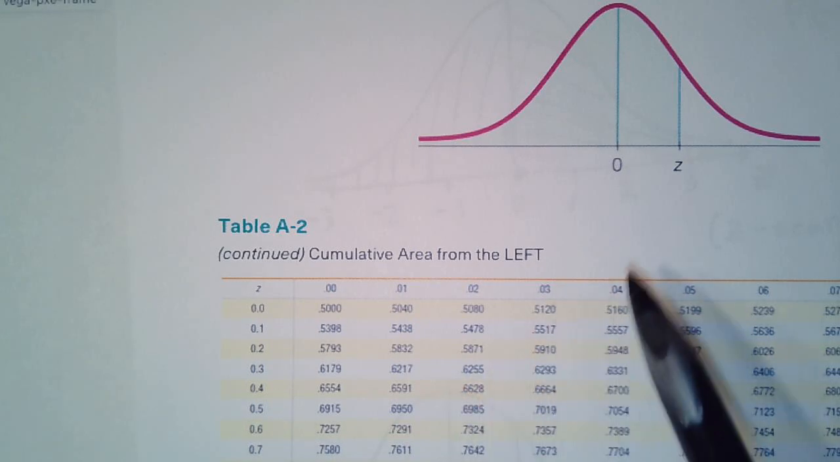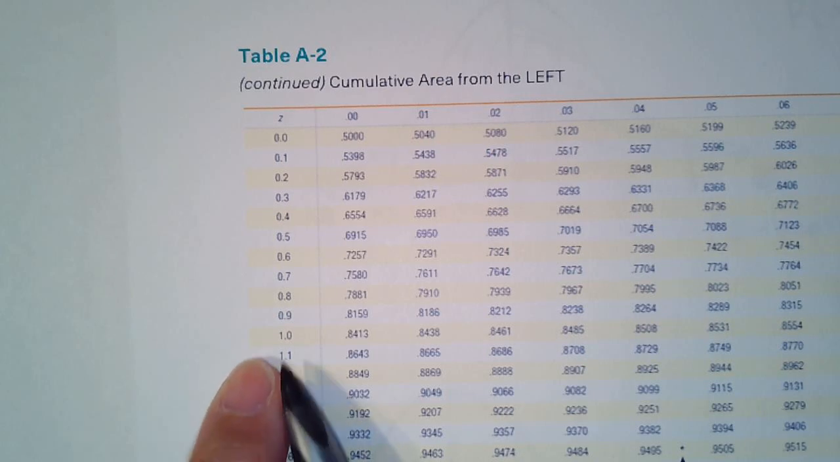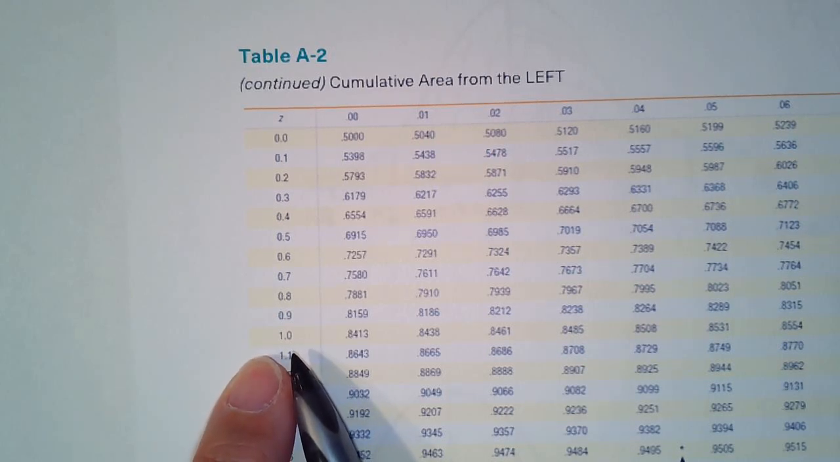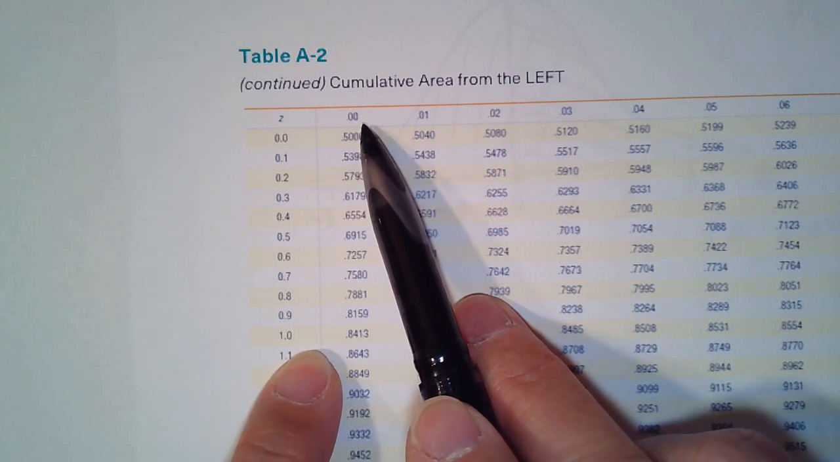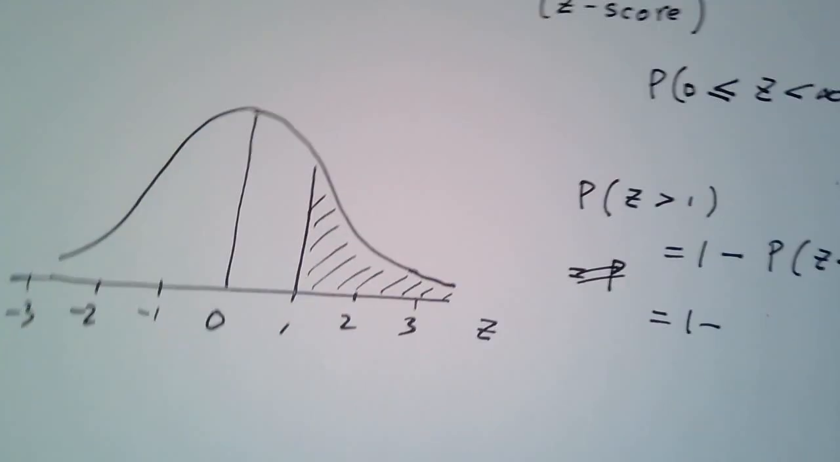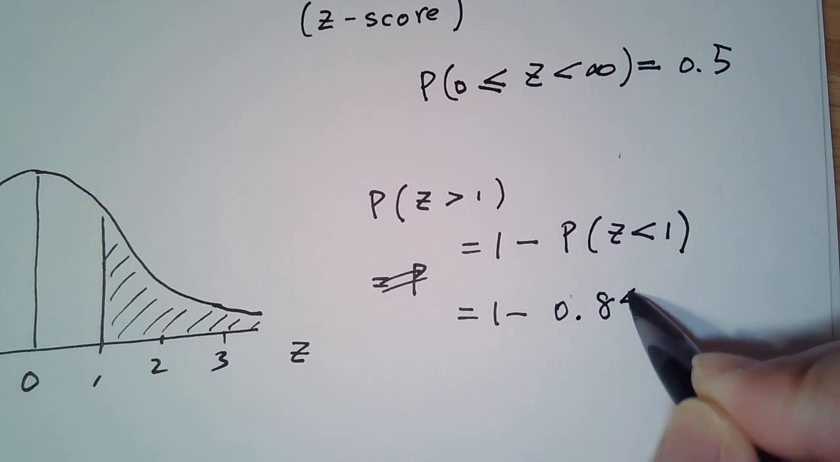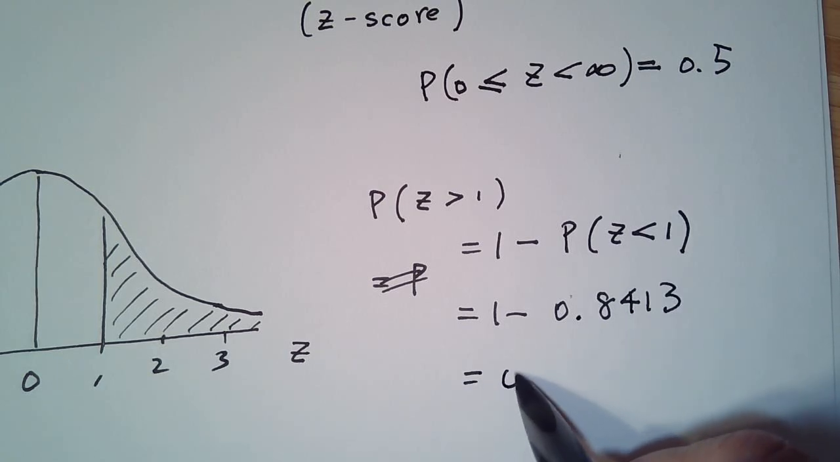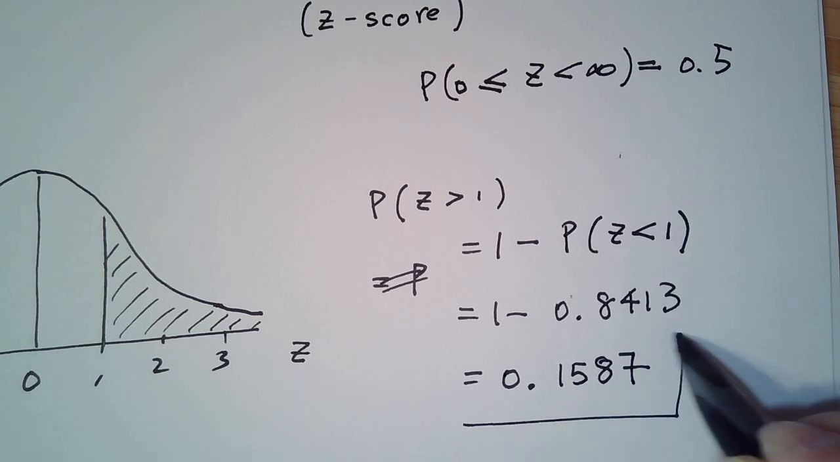Now for 1, when z equals 1, you go down here. Did you see here? 1.0. And 1 is 1.00. So here's 0, 0. Do you see? 1.00. So what we have is 0.8413. That means this should be 1 minus 0.8413, and that answer will be 0.1587. Done. That's your answer.